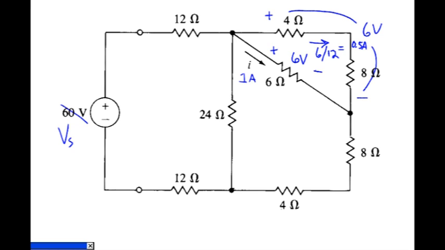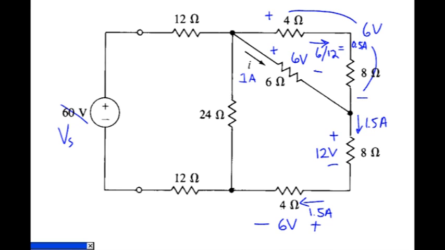Next, I can observe that this current and this current sum together to form this current right there, so that gives me 1.5 amps right there. And 1.5 amps through 8 ohms means 12 volts appears there, and we also have 1.5 amps going through 4 ohms, and that leads to a voltage of 6 volts.